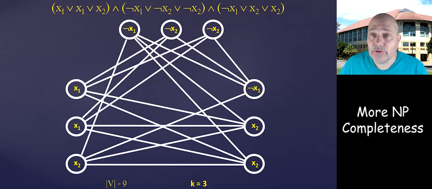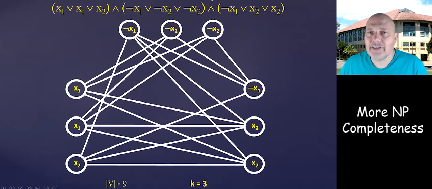Well, no, because a clique can only contain one vertex from every group. Because there are no edges within a group, you cannot have two vertices from the same group in the clique, because they don't have an edge between them. So this is just impossible. So the maximal clique is going to be of size 3.